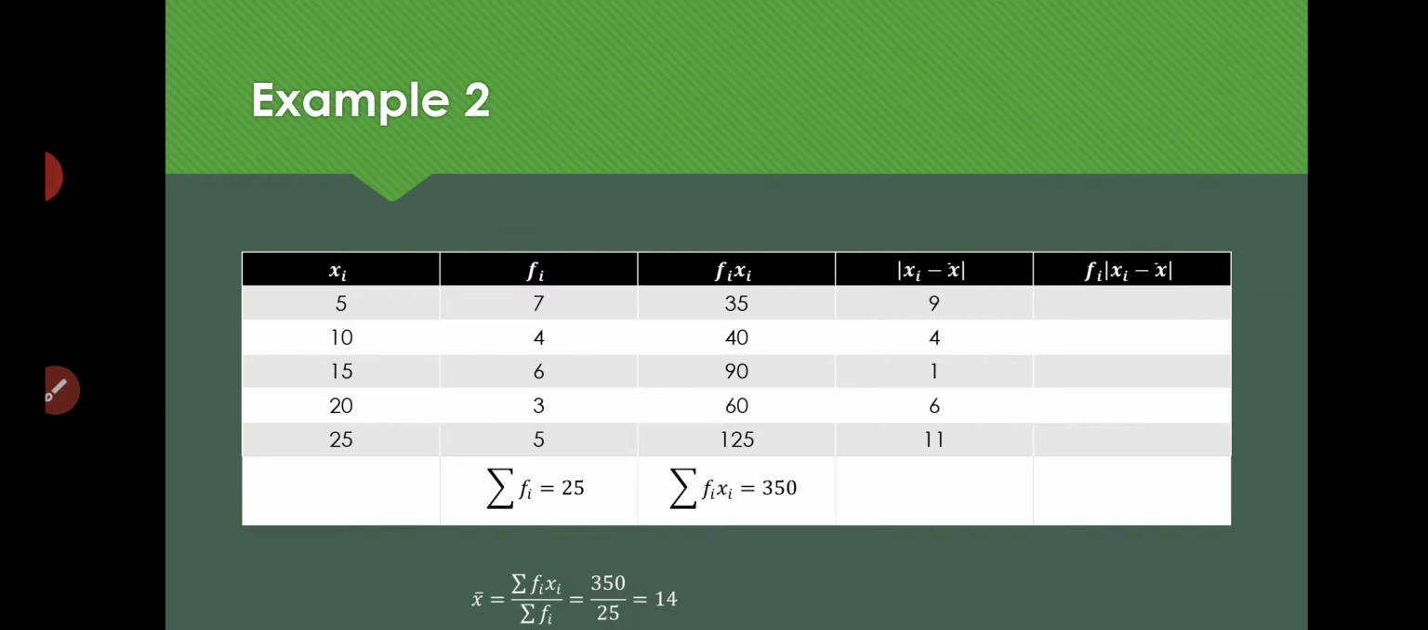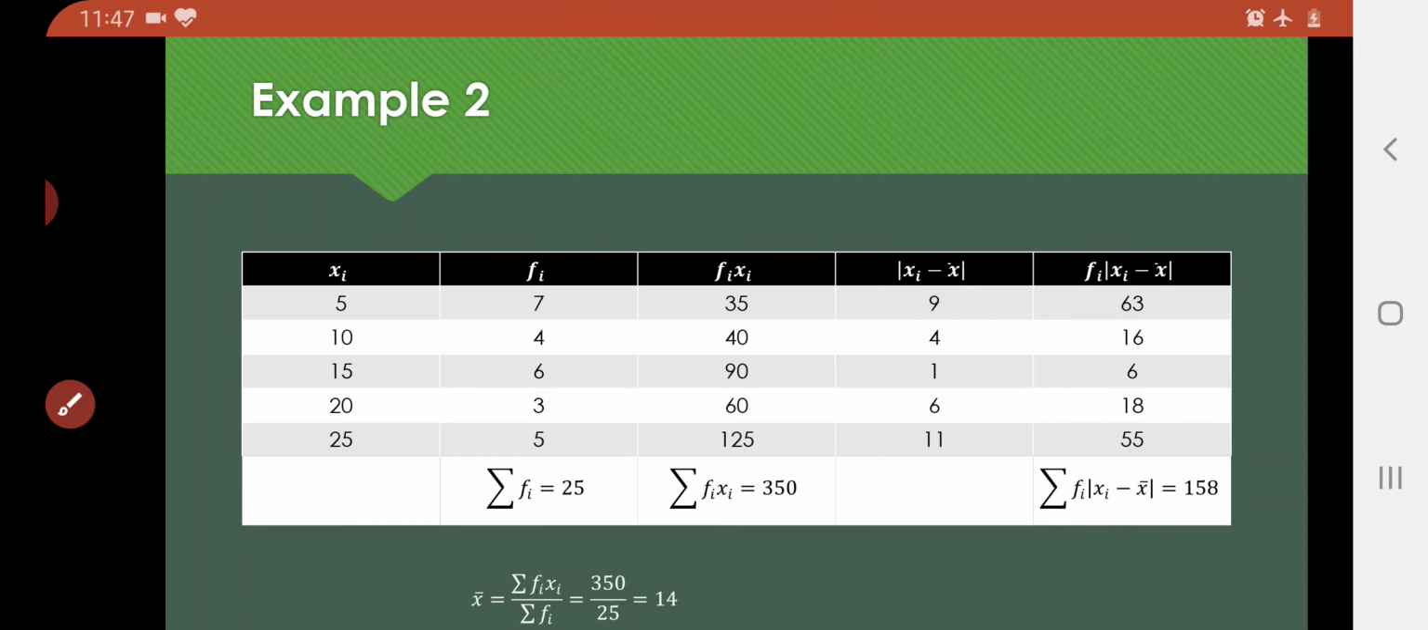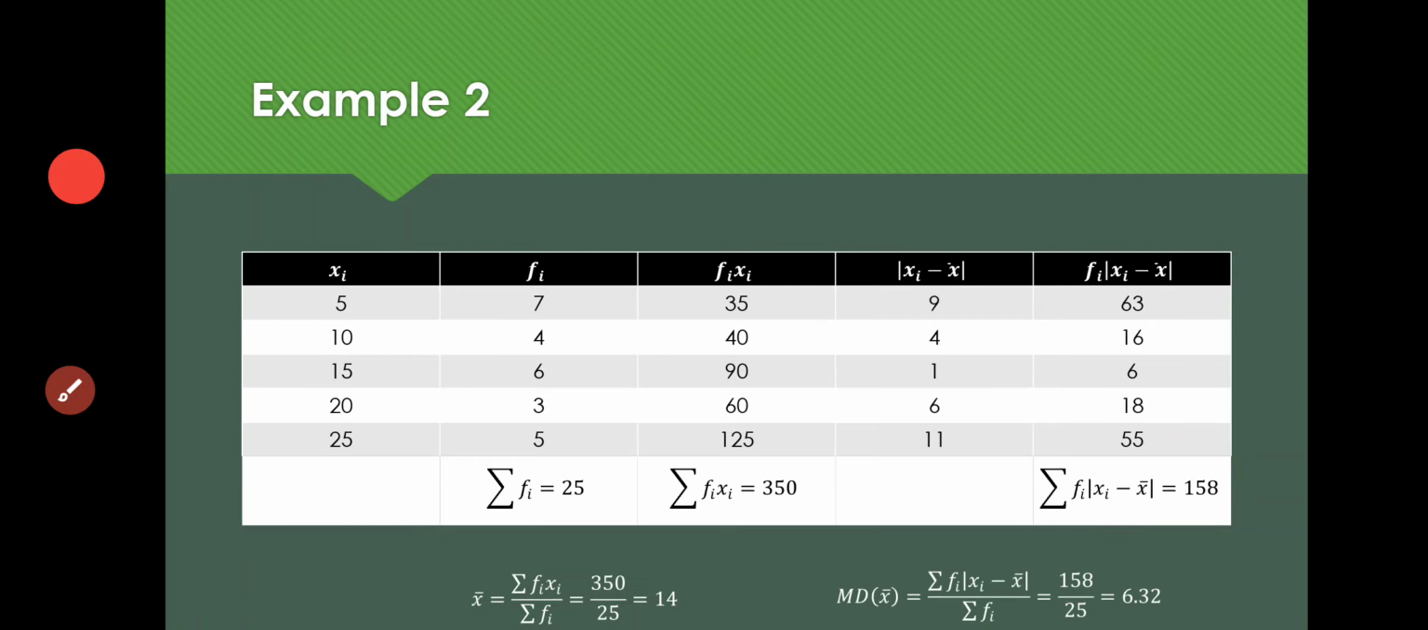Now the rest of the work is easy. Multiply with the frequency and write the table and find the sum. So this is what you get. Just check on the calculation. I hope there is nothing wrong. Now once we have the final table, we have already calculated the summation of fi into mod of xi minus x bar, that is 158 in this case. So therefore the mean deviation comes out to be summation of fi into mod of xi minus x bar divided by summation of fi, and that is 6.32.